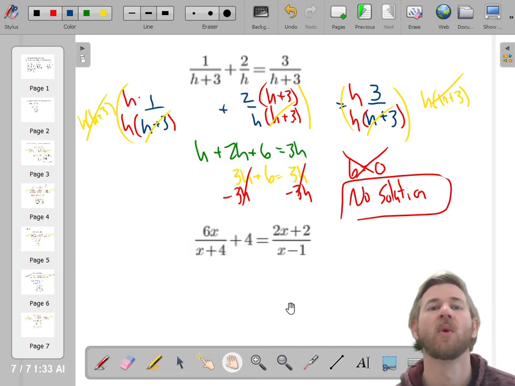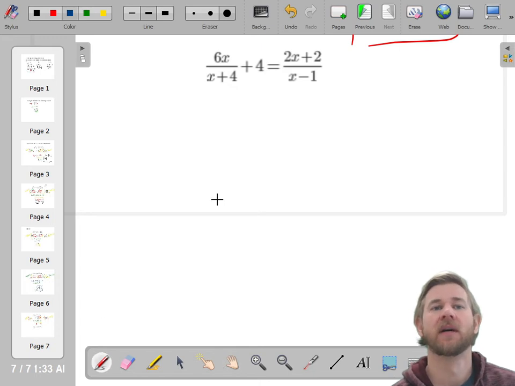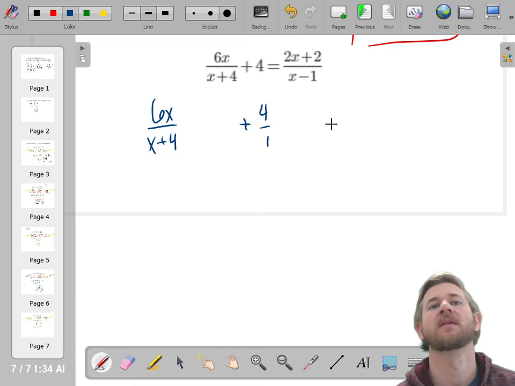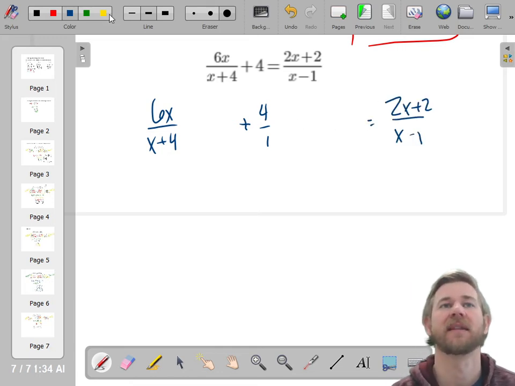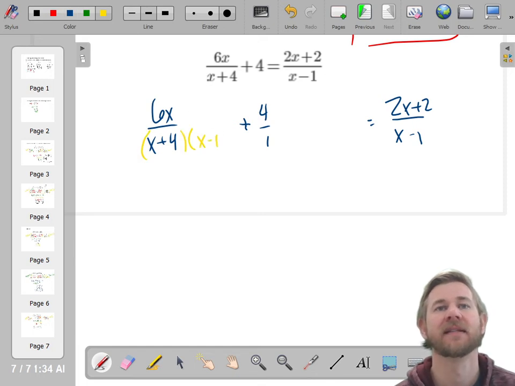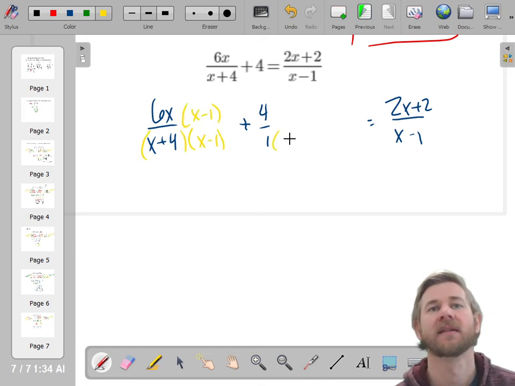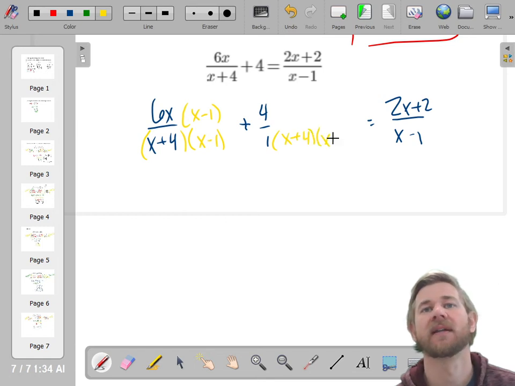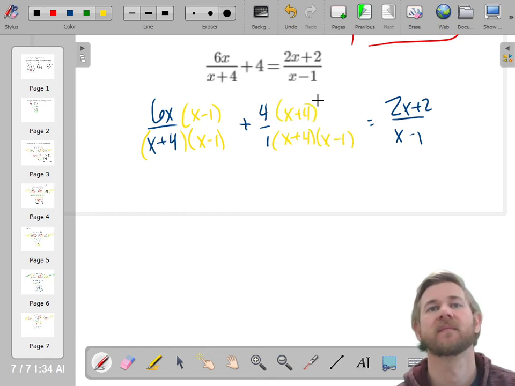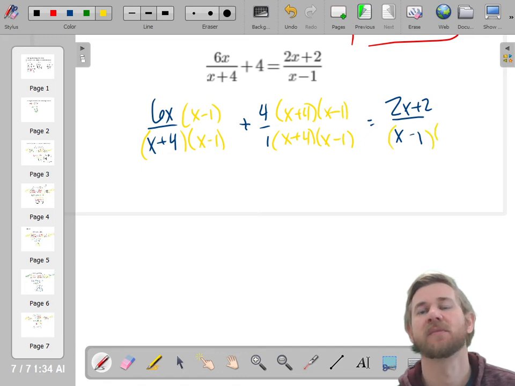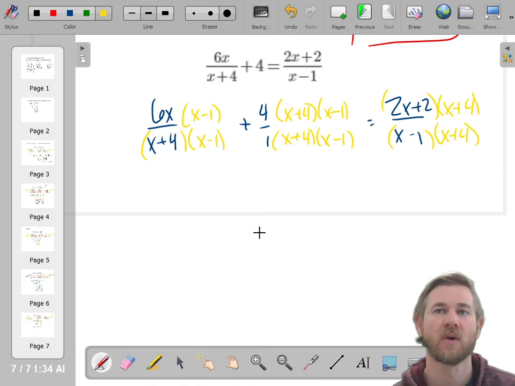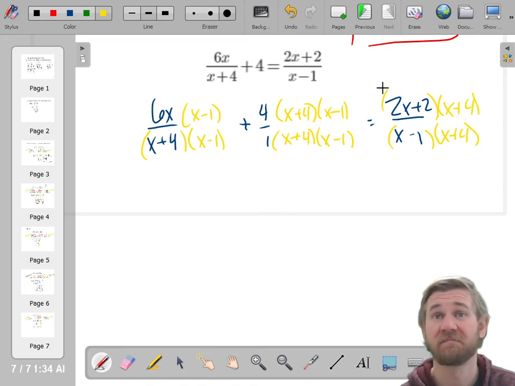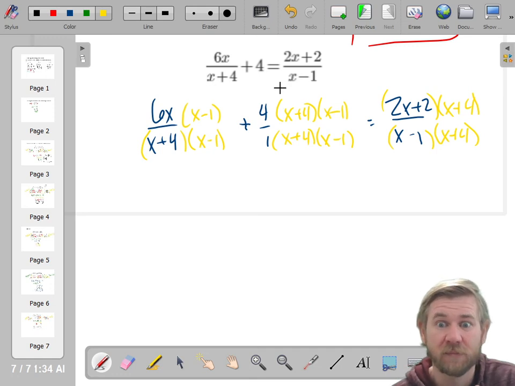Okay, one more. Last one. So I have 6x over x plus 4 over 1, and then 2x plus 2 over x minus 1. So I'm going to multiply their denominators together. That means this guy needs an x minus 1. This guy needs both x plus 4 and x minus 1. And this guy needs an x plus 4. Okay, this is a little bit more work. I got to FOIL a couple times. All right, that's big time.